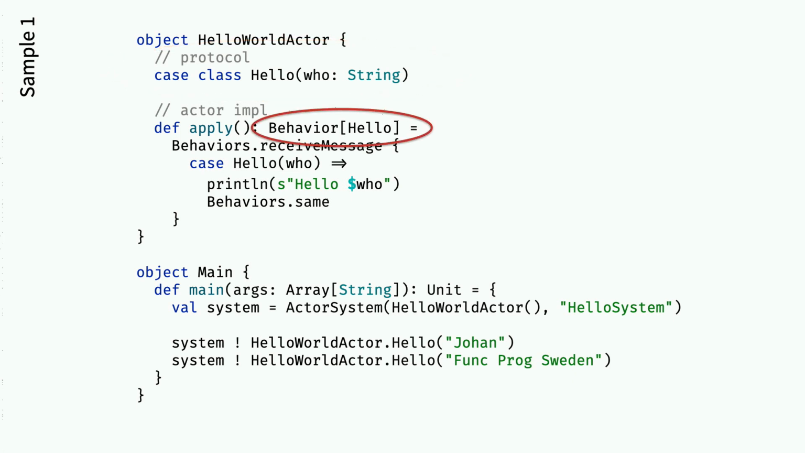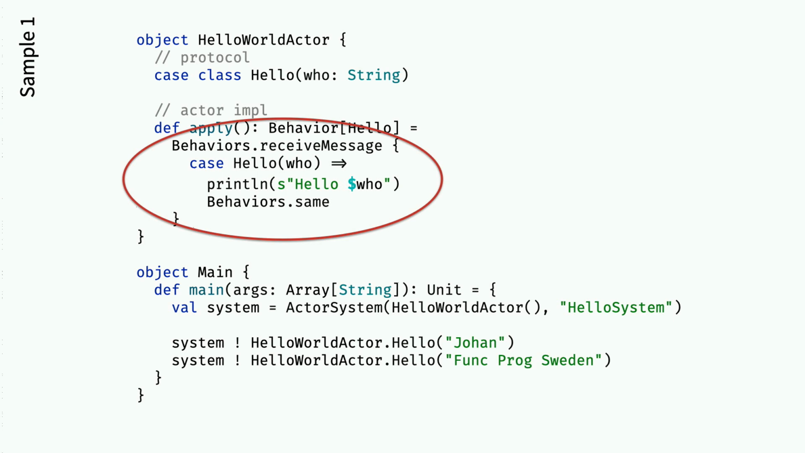When we define the behavior for the actor, it will have a type parameter that identifies this protocol. This is part of how we guarantee that you can only send this type of message to this actor, the kind of message that it knows how to handle.